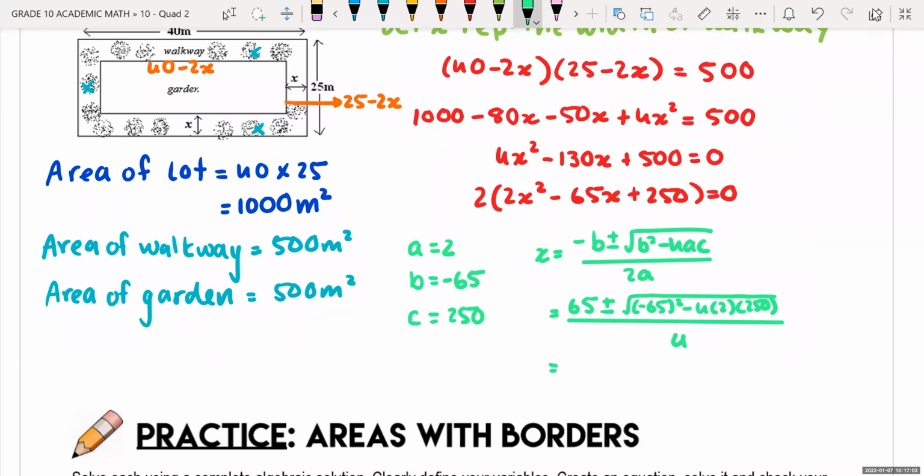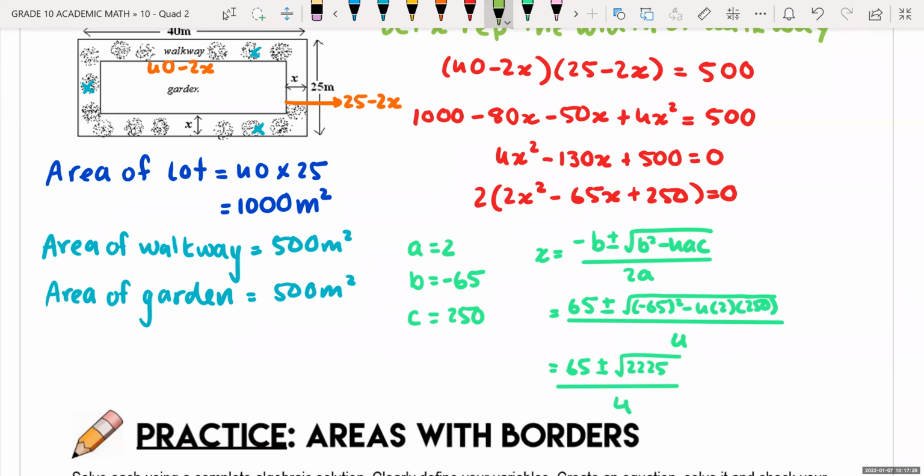All right, so get out your calculator. 65 times 65 minus 4 times 2 times 250 is going to give you 2225. So 65 plus or minus the square root of 2225. You guys let me know if you get something different than me and if I've made any mistakes. And this is going to be over 4.